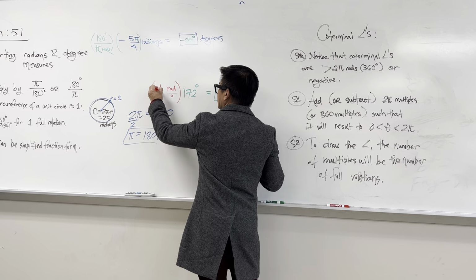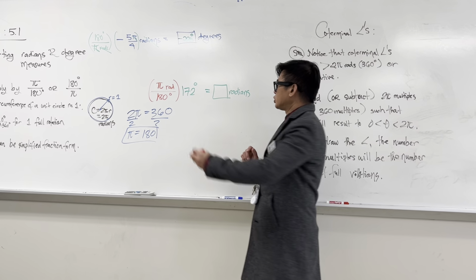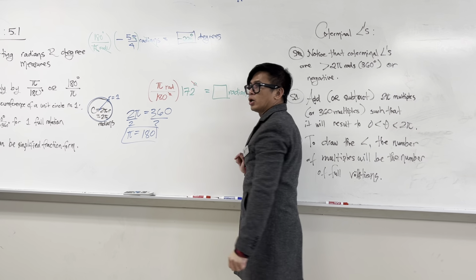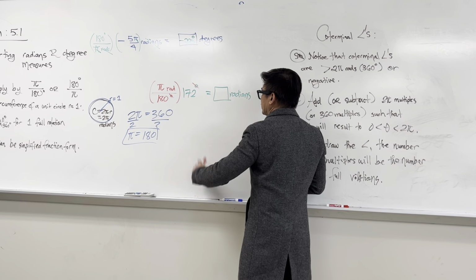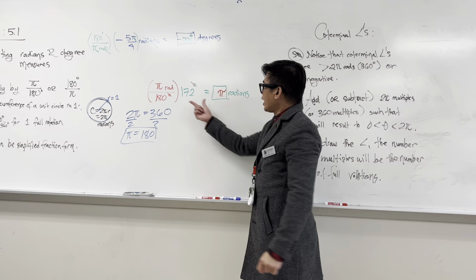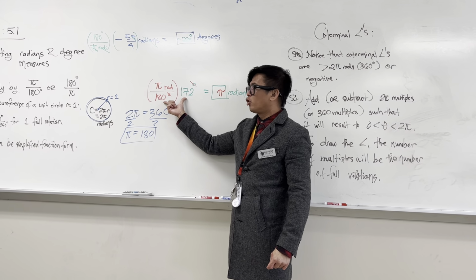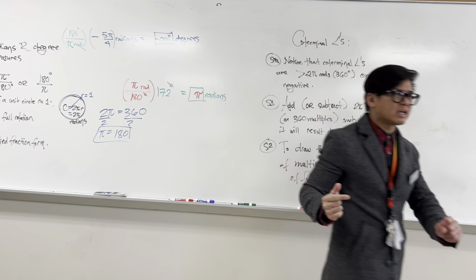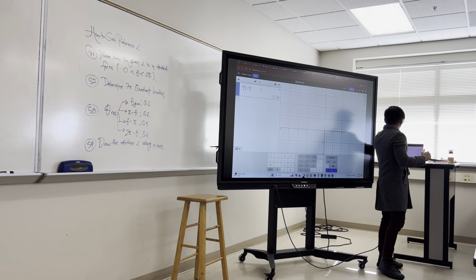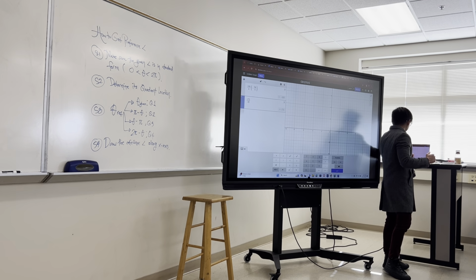So that means pi radians over 180 degrees. The degrees will cancel out. Consider your answer: typically if it's in radians, the pi will remain, and you simply get the simplified form of that fraction. What's 172 over 180? Let's put 172 over 180 in our calculator and see what we get.